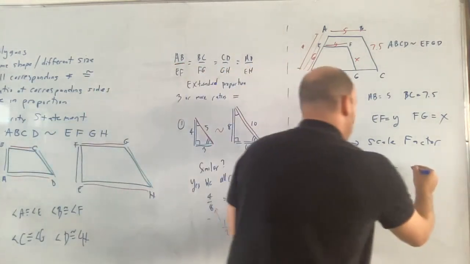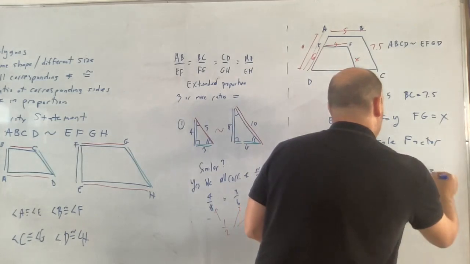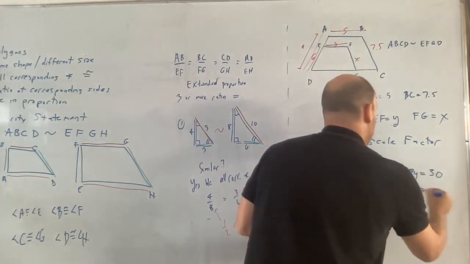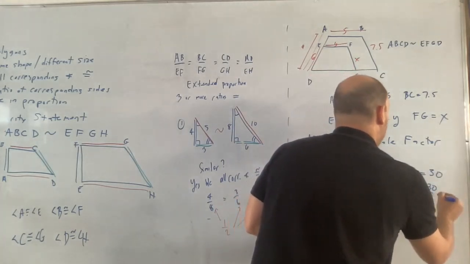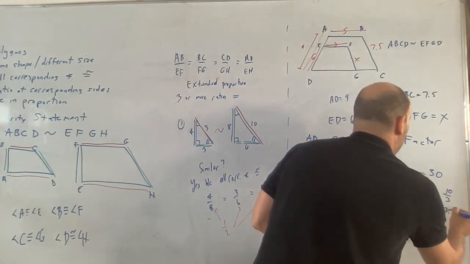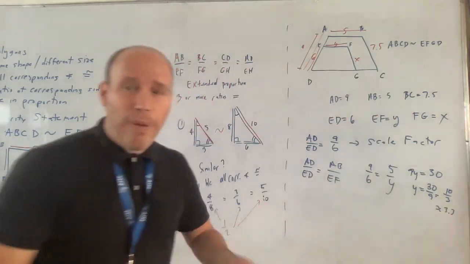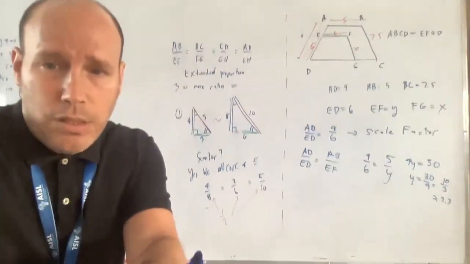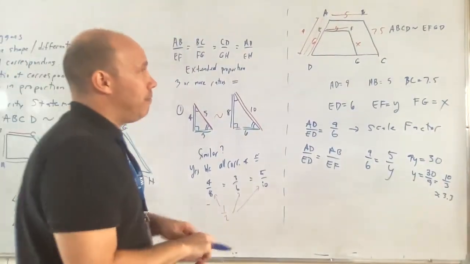And so I have 9y equals 30. y is equal to 30 over 9. Let's see, what is that? It's 10 over 3, about 3.3. Nice. Can we find x? Yeah, that's easy also.